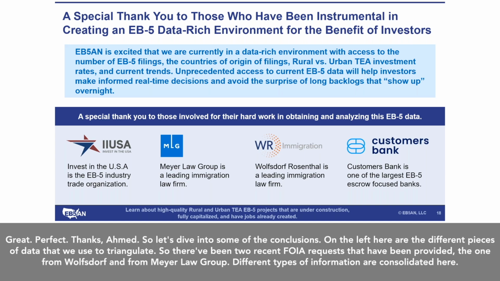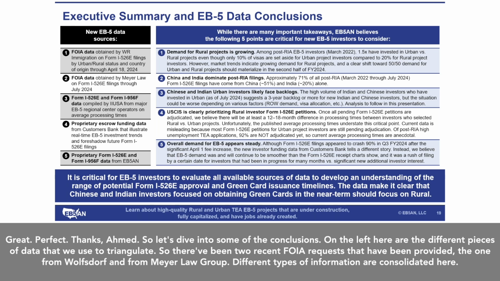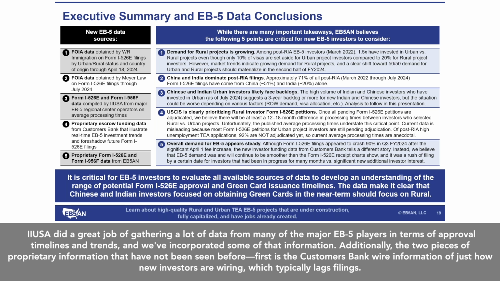Great, perfect. Thanks, Ahmed. So let's dive into some of the conclusions. On the left here are the different pieces of data that we use to triangulate. There have been two recent FOIA requests that have been provided, the one from Wolfstorf and from Meyer Law Group. Different types of information are consolidated here. II-USA did a great job of gathering a lot of data from many of the major EB5 players in terms of approval timelines and trends, and we've incorporated some of that information.